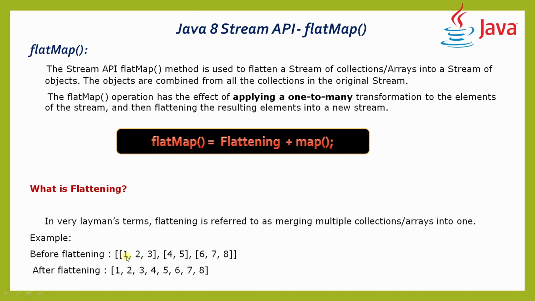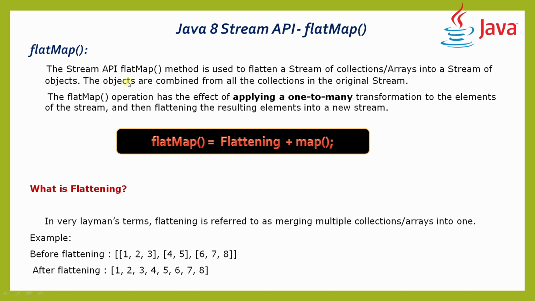there is a set of arrays. All the arrays are going to be made into one single array, and that is nothing but flat mapping. So whenever you want to make a stream of collections of objects into one stream of objects, then you are going to use flat map as the respective method. The flat map objects are combined from all the collections into the original stream. I mean, the resulting output is going to be an original output of the stream.